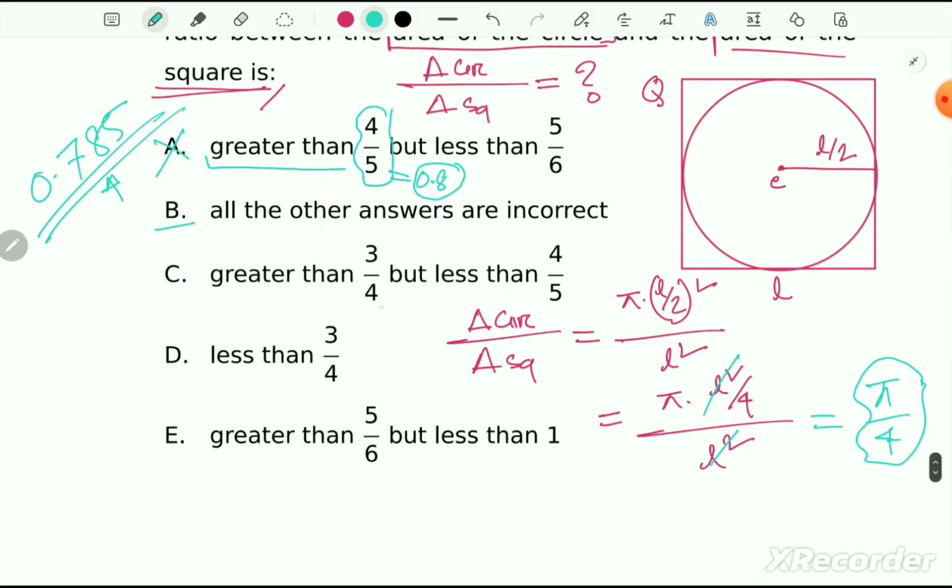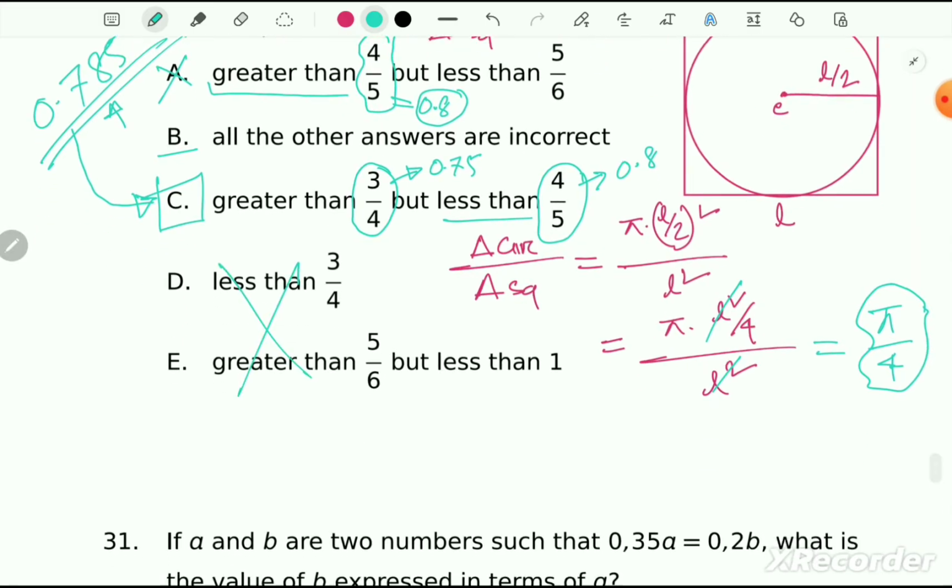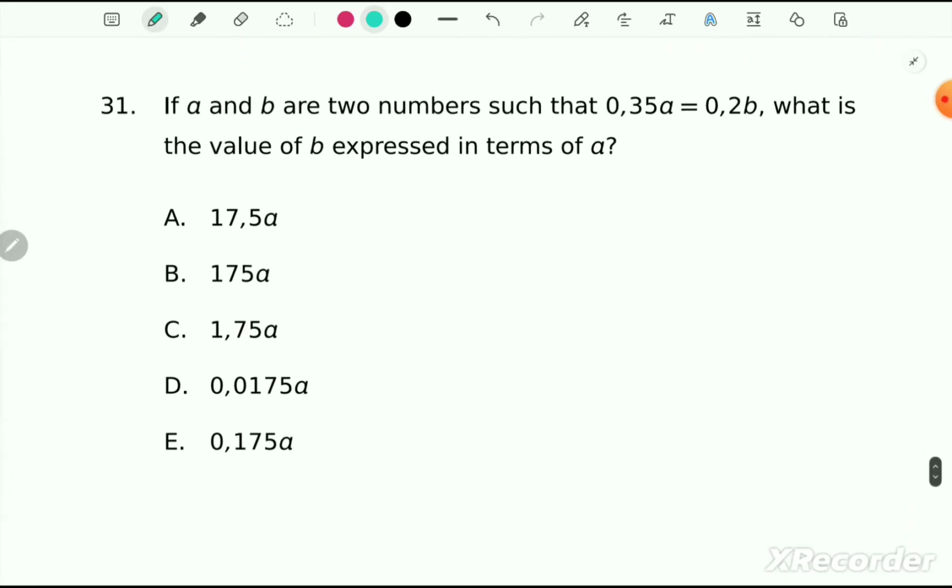Greater than 3 by 4, so 3 by 4 means 0.75, and less than 4 by 5 it means 0.8. So our number lies in between this range, therefore our answer is C. So we don't need to consider other options, so right away we can go to our next question.